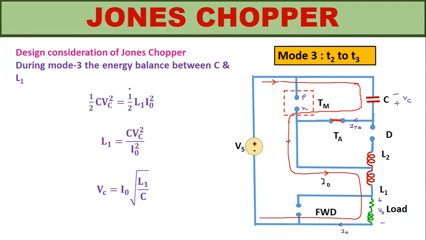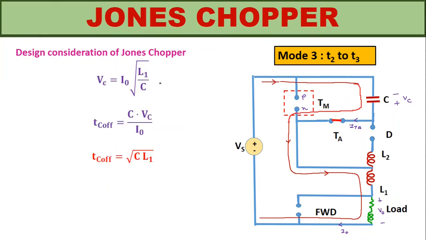So these both energies should be equal. From this equation, the half and half get cancelled out and L1 will be equal to C into Vc square divided by I naught square. So this is the inductance L1 formula we are getting. Now from this equation we can find the voltage across the capacitor Vc, which is equal to I naught into under root L1 by C. Let this be equation number 2.